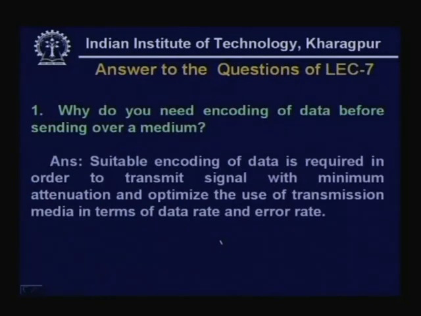So, here are the answers to the questions of lecture number 7. First question was, why do you need encoding of data before sending over a medium? Answer is, suitable encoding of data is required in order to transmit signal with minimum attenuation and optimize the use of transmission media in terms of data rate and error rate. So, apart from that, I should add synchronization. That is another parameter which is achieved with the help of suitable encoding.